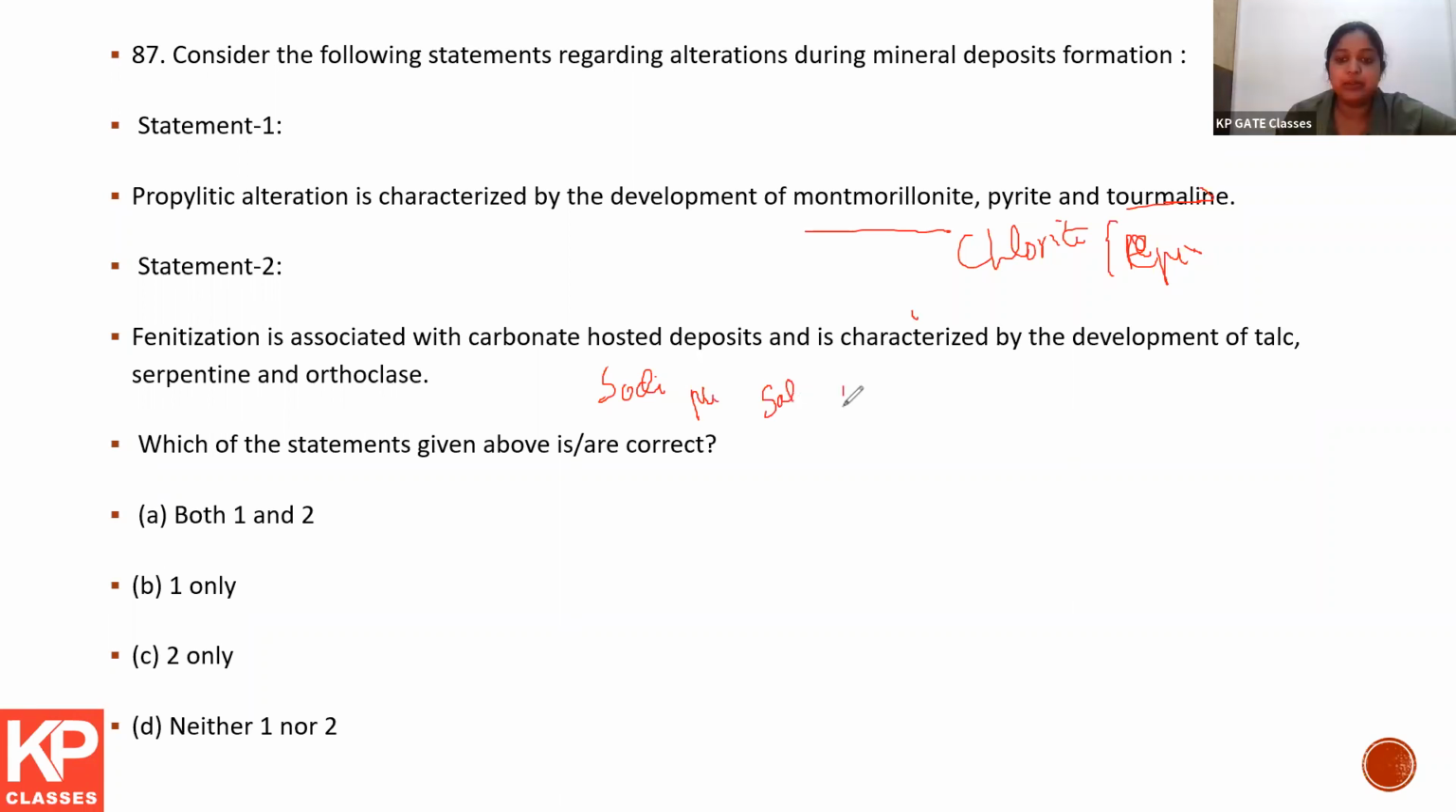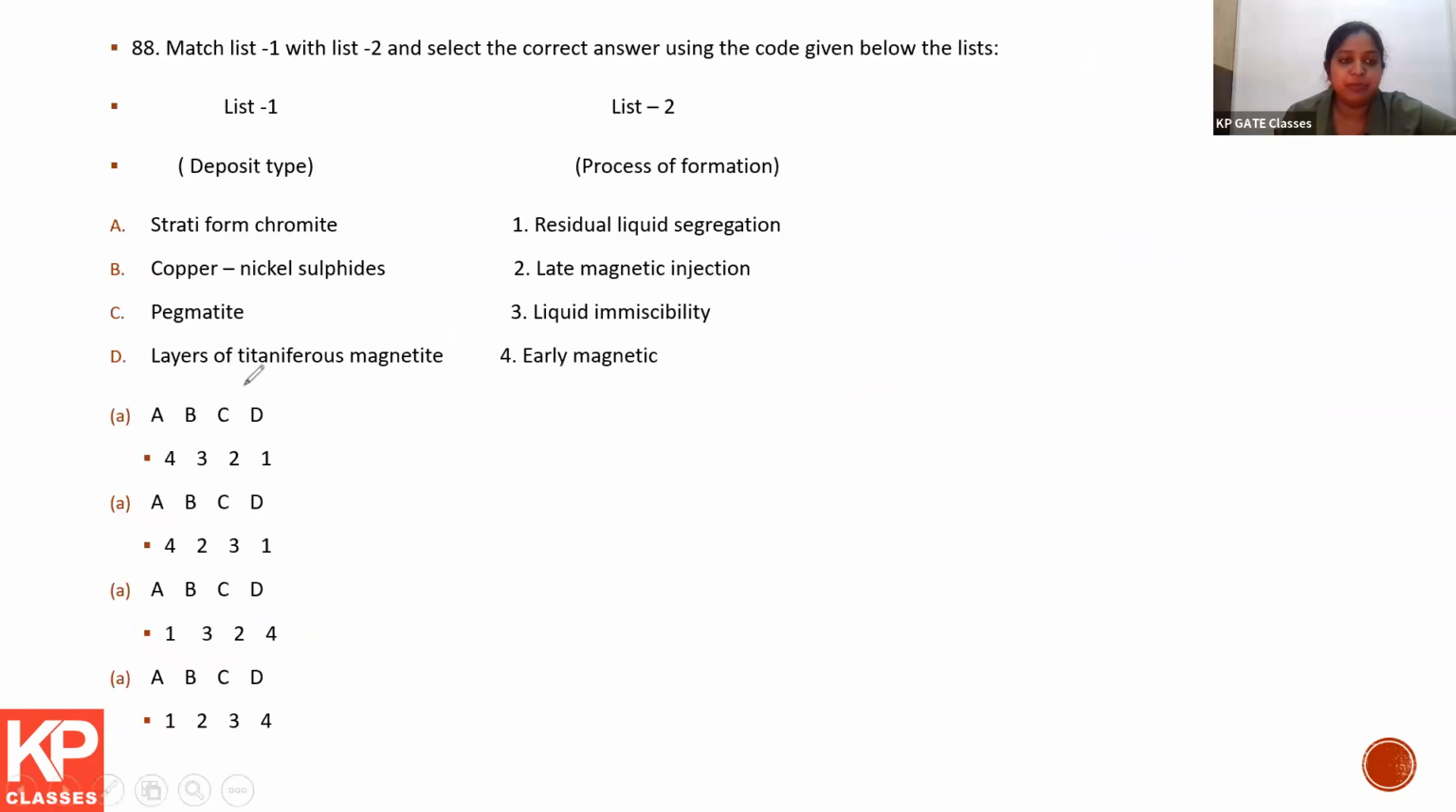Below the list: nickel sulfur, copper nickel sulfide, pegmatite, layers of titaniferous magnetite. So this is also a very direct question, very basic section from the one that we have in the ore and mineral or processes. So the right answer is stratiform chromate is formed by early magmatic process. Copper nickel sulfide is formed by liquid immiscibility. Pegmatites are formed by late magmatic injection. Layers of titaniferous magnetite is by residual liquid segregation. So the right answer is A4, B3, C2, and D1.